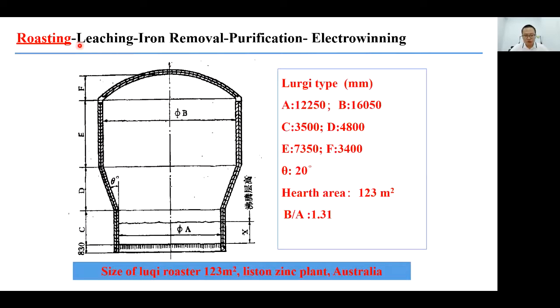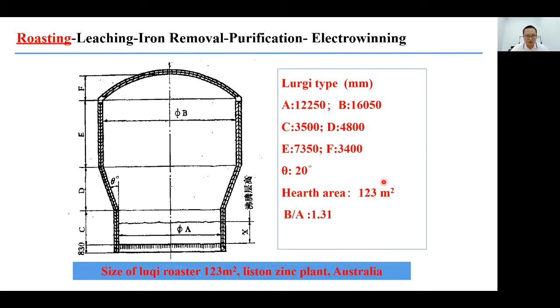And the roasting is carried out in a fluidized bed furnace, the Lurgi roaster. And this is the size of 123 square meters. Nowadays, the largest one is 158 square meters, which is built in Shuikoushan in Hunan province, around 200 kilometers from our campus, and that is the largest one.